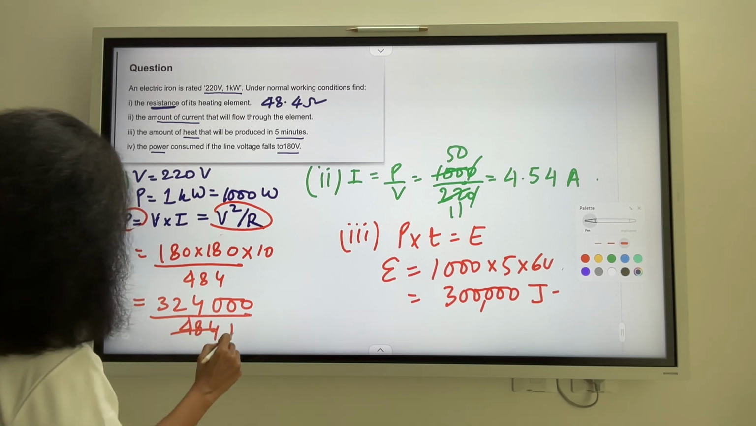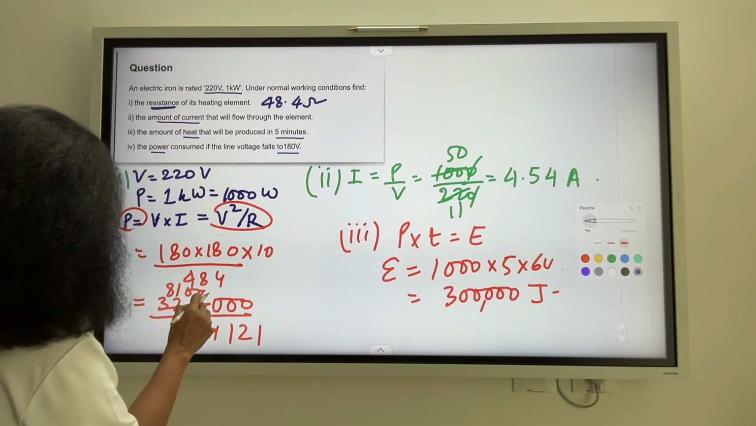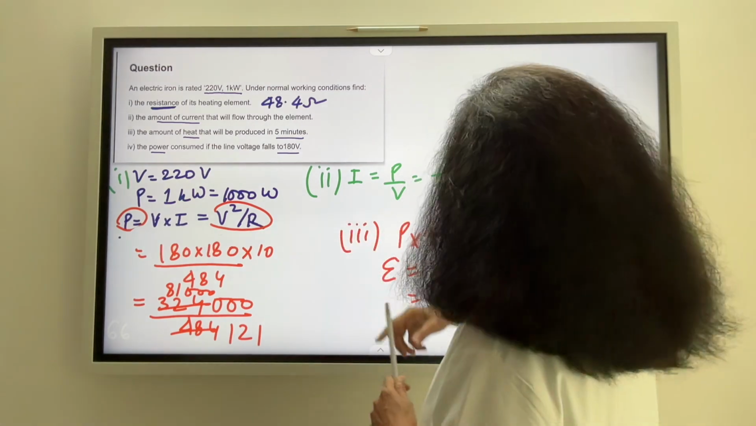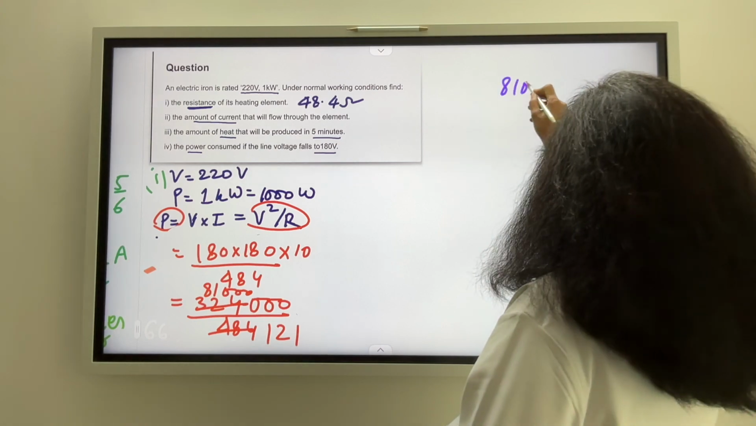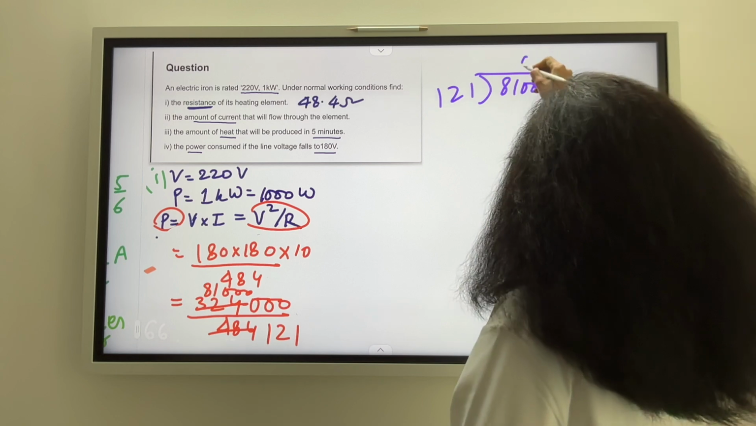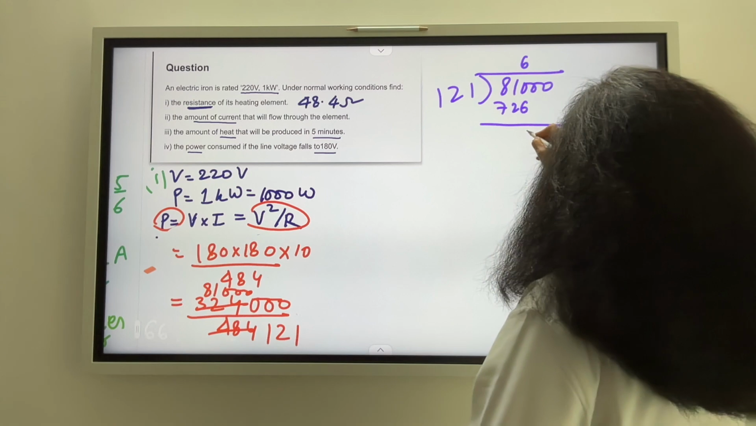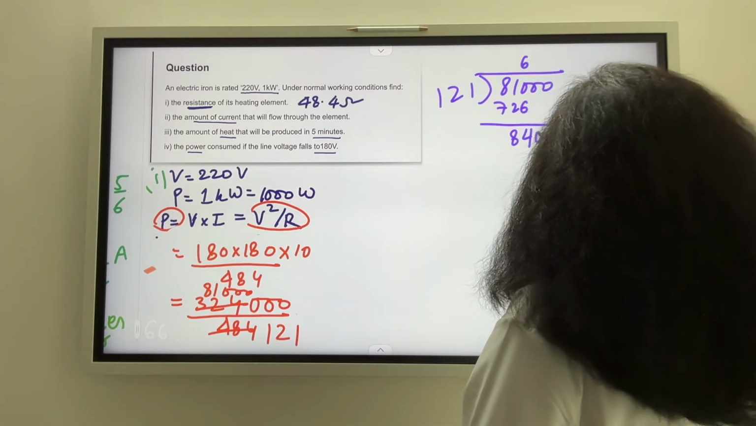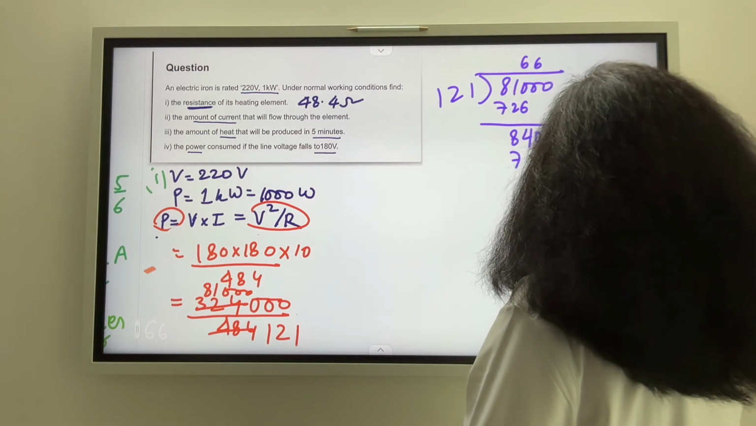एक ही बात है. 4 ones are 4, 4 twos are 8, 4 eights are 32, and I have 81,000 divided by 121. So what do I get? 81,000 divided by 121. So how much do I get? 6, so 726. 10 minus 6 is a 4. 10 minus 2 is 8. Another 0 here. So once again by 6.